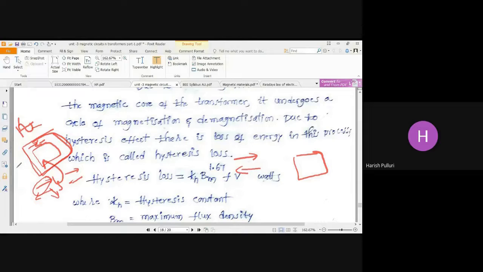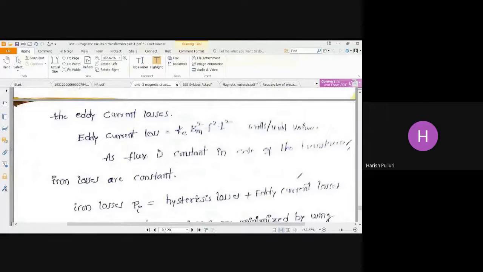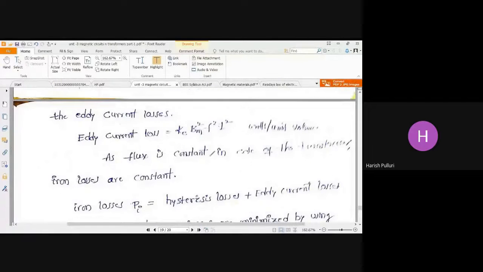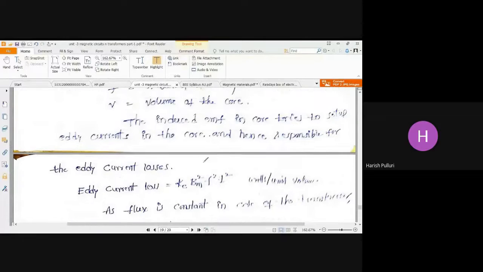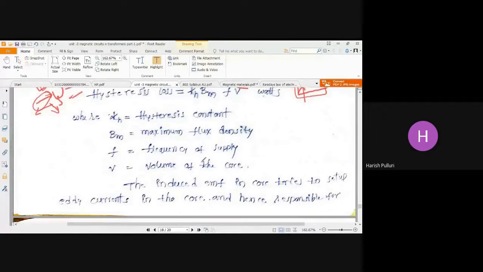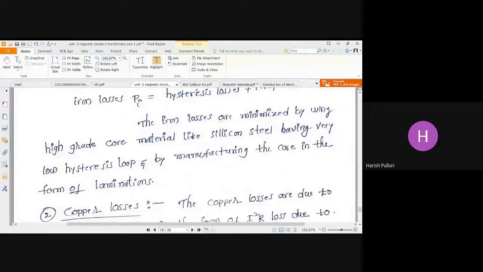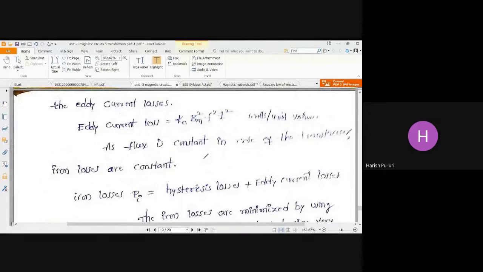Generally, the current flows only through the winding. But some amount of the current also flows through the transformer core. This is flowing unnecessarily. Due to that current, some amount of power is wasted. Why? Because the transformer core has some resistance. I am explaining this just generally.